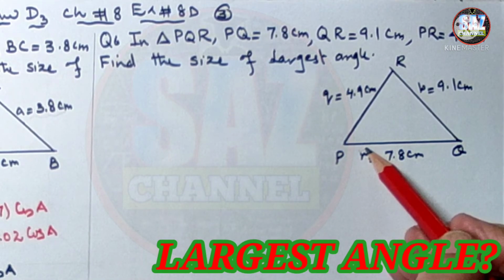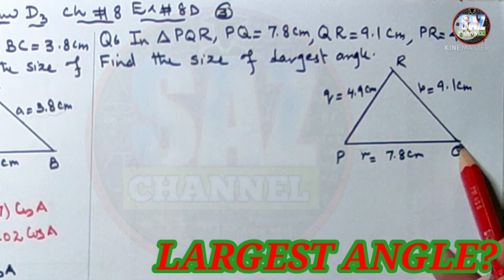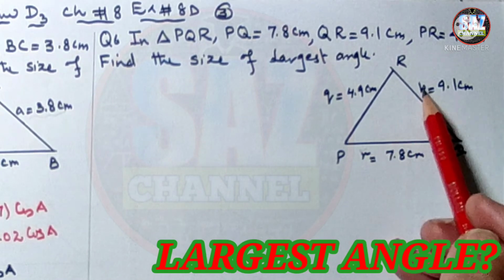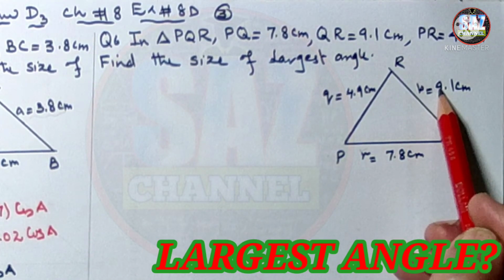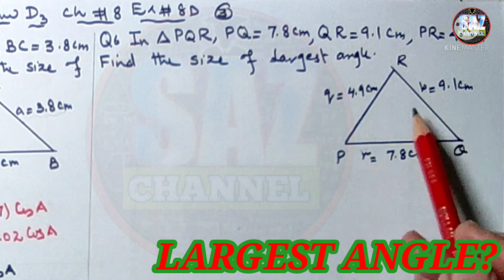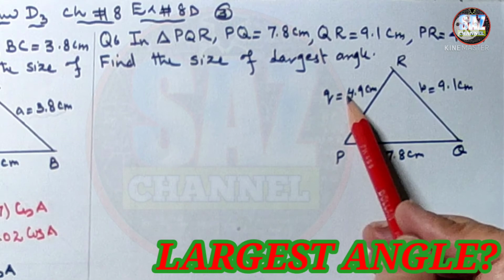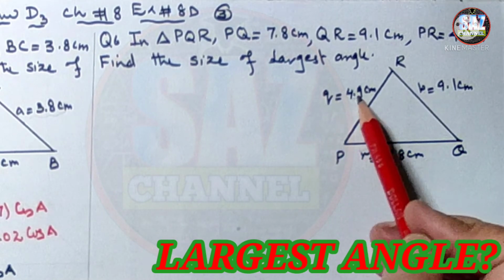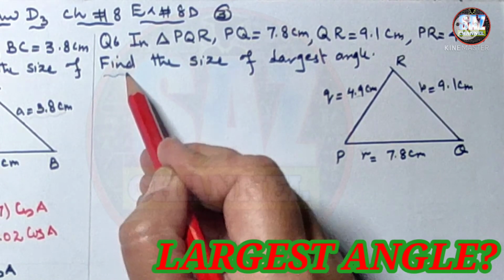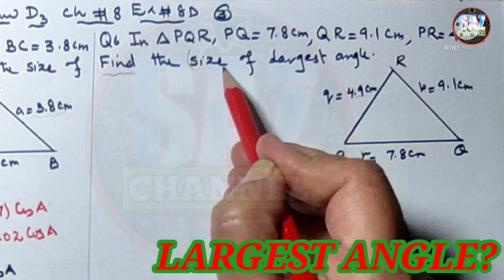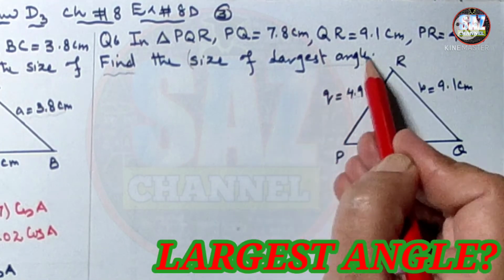And then Q to R is in front of P, so I marked it with small p, and it has a value 9.1. And then we have RP length. RP length is in front of Q, so I marked it with small q, and it is 4.9. And now the requirement of the question is find size of the largest angle.